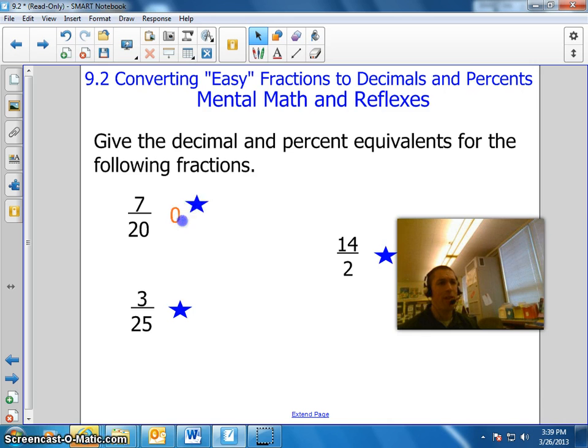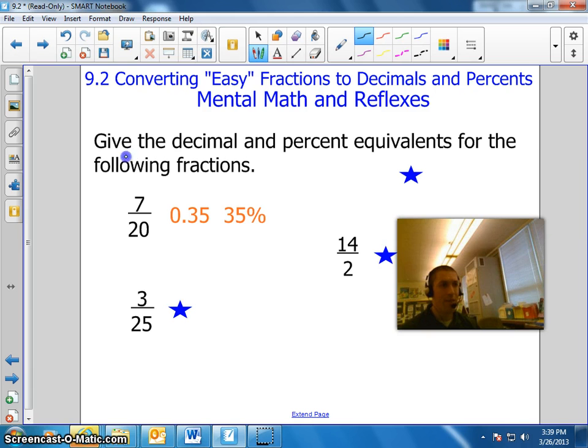Okay, the first one's going to be a little tough. 35%, let me explain how you do that. 7/20, this is tough because the denominator's not out of 100. But 20 times what gave you 100? Well, 20 times 5 would give you 100. So whatever you do to the bottom, you have to do to the top. So 7 times 5 would give you 35, which is where we got this, and 35%.